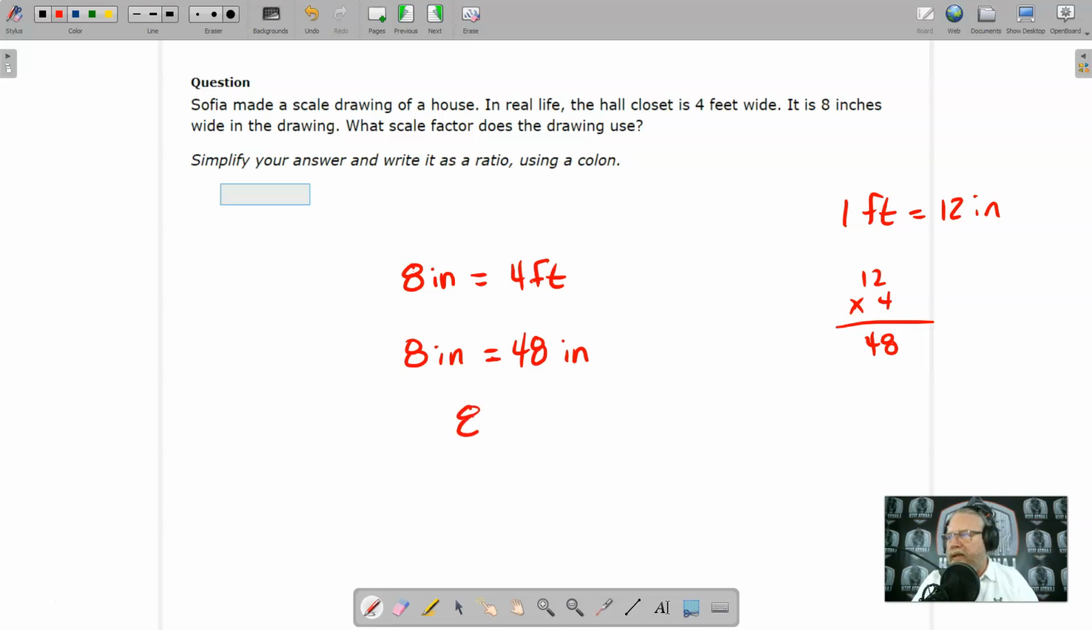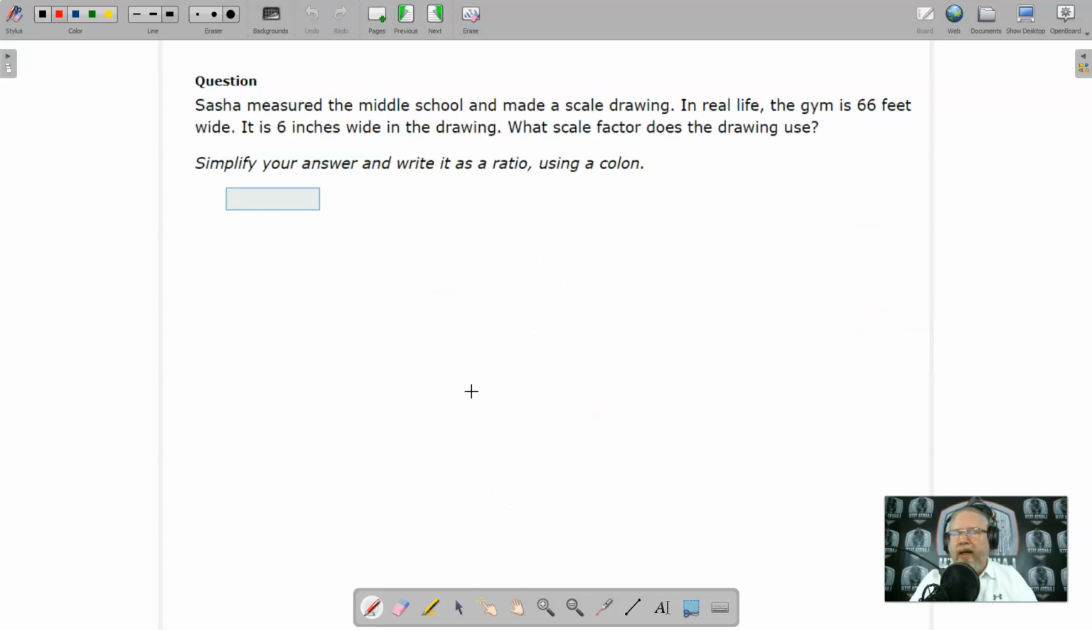Now I can write this as 8 is to 48, since they're both in the same measurement. And 48 and 8 both share a common factor, and that factor is 8. So 8 divided by 8 is 1. 48 divided by 8 is 6. So the answer is 1 to 6. Be sure to simplify. Once you get to this answer, if the values on each side of the colon share a common factor that they can be divided evenly by, then you need to do that in order to simplify it. Otherwise, they will mark it as incorrect.